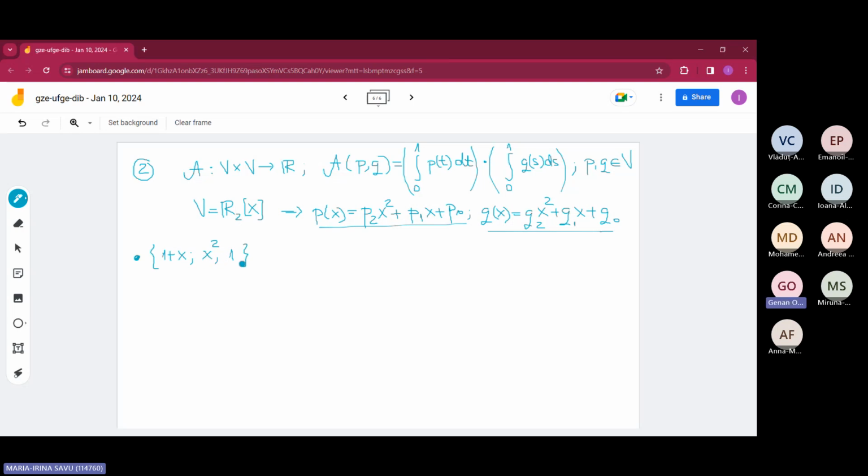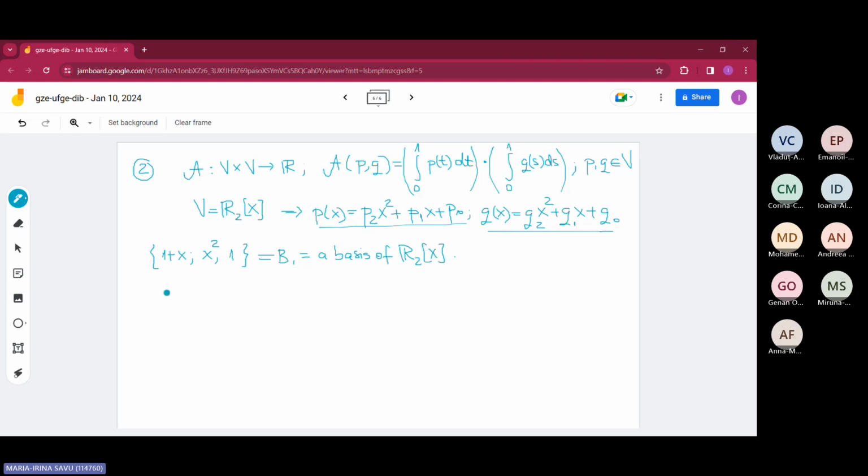No, no, this is a basis. This is from the statement. Okay, this one is a basis, let's say B1, right? Yes, you know that this is a basis of R2 of X.